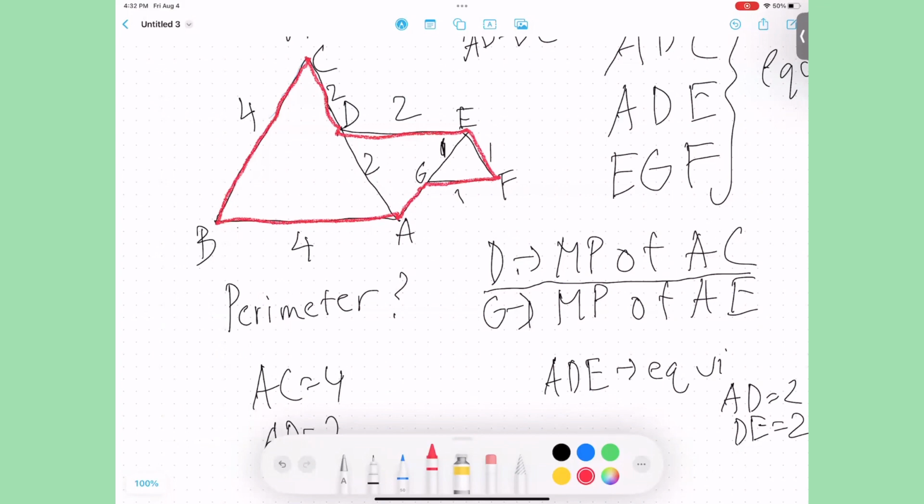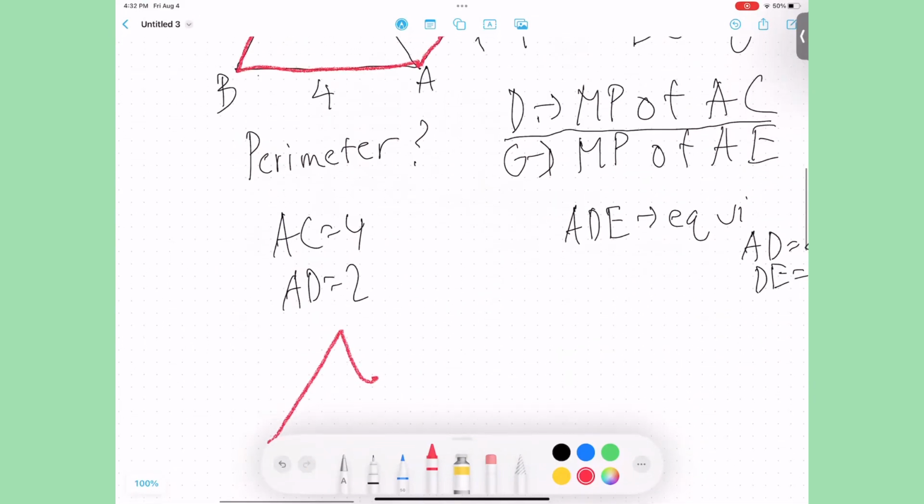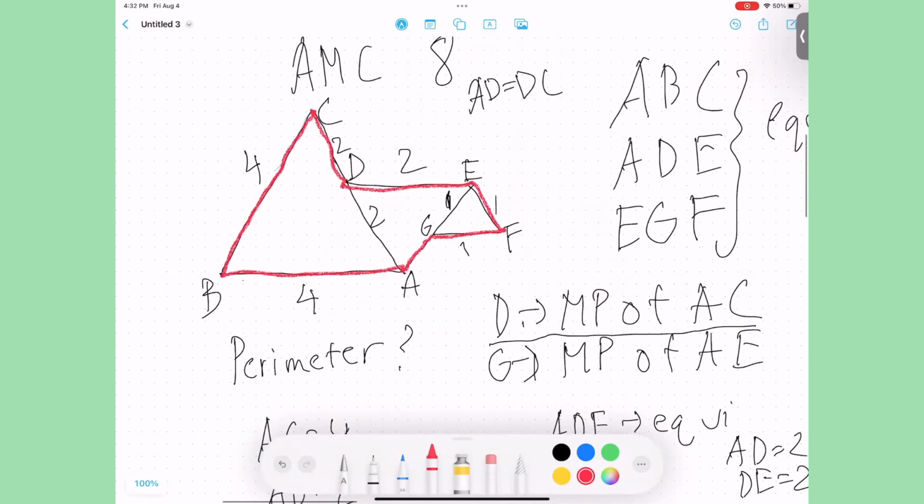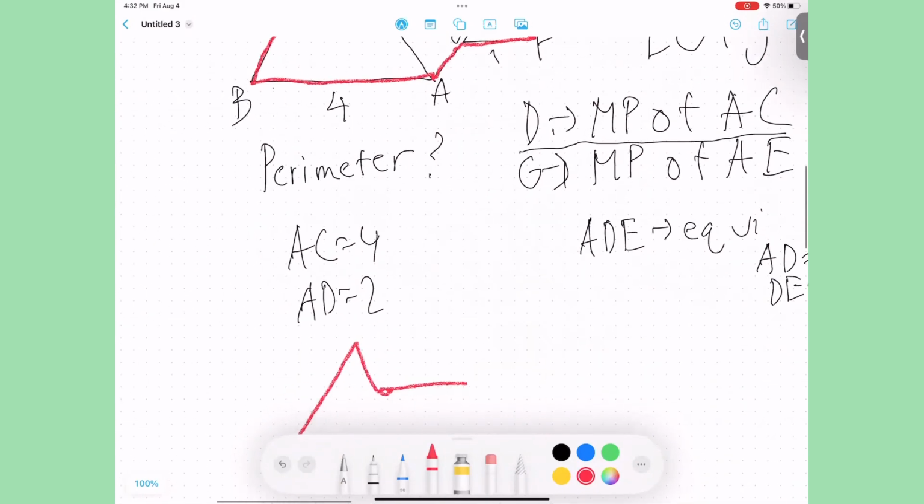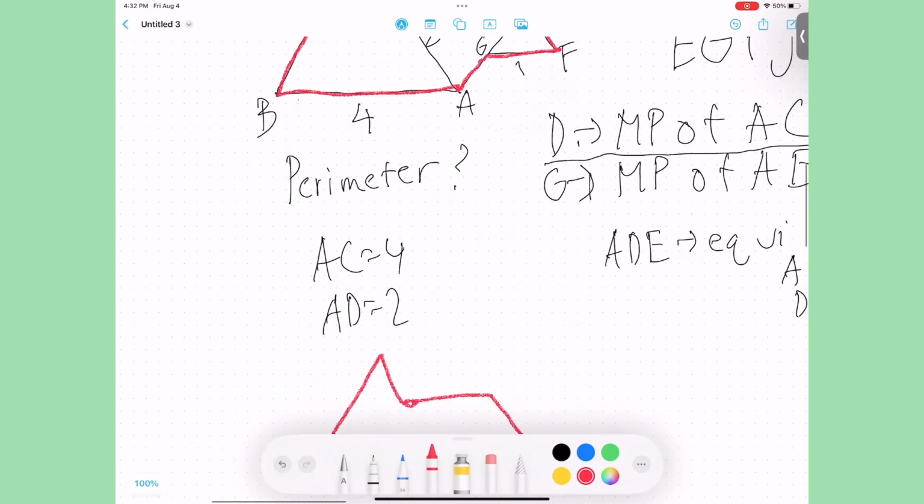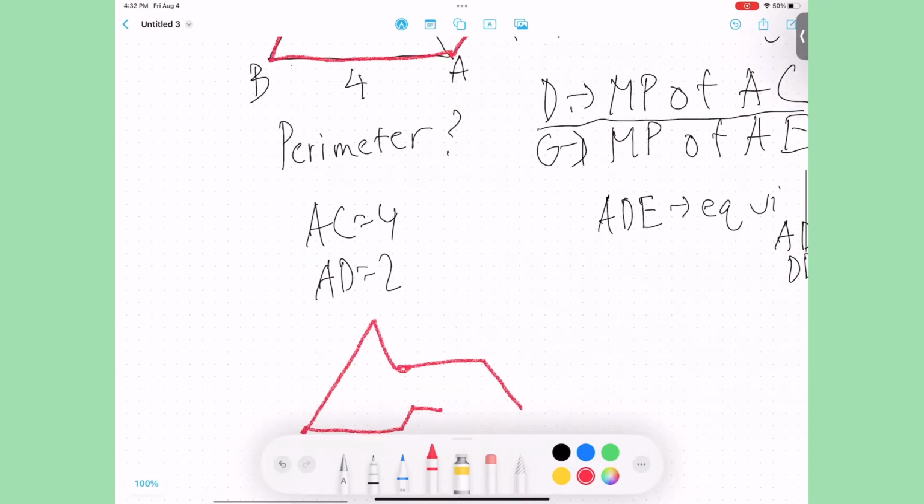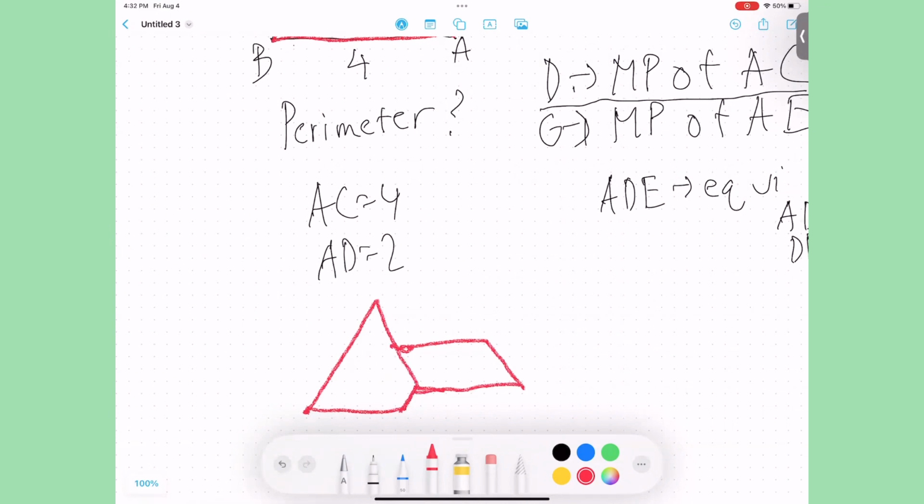So if you redraw this figure, it looks something like this, right? Basically this line and this line are not counted because, as I mentioned in the definition earlier, for the perimeter of a figure, you only calculate the sum of the side lengths.